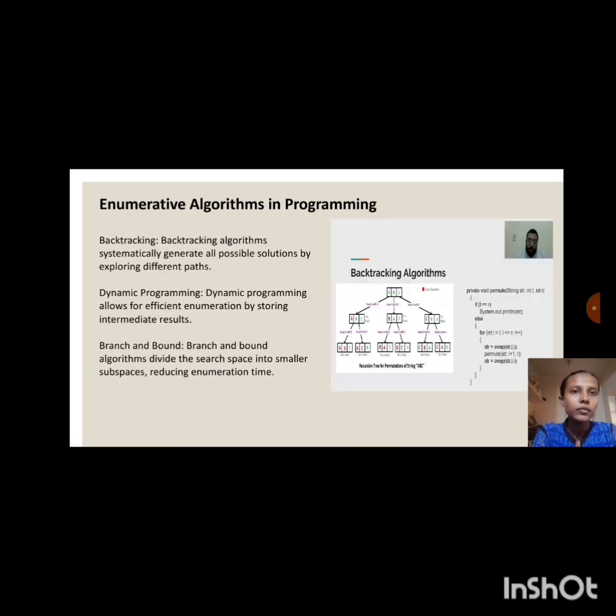Enumerating algorithms in programming. Backtracking algorithms systematically generate all possible solutions by exploring different paths. Dynamic programming allows for efficient enumeration by storing intermediate results. Branch and bound algorithms divide the search space into smaller subspaces, reducing enumeration time. Backtracking algorithm with chart and program.